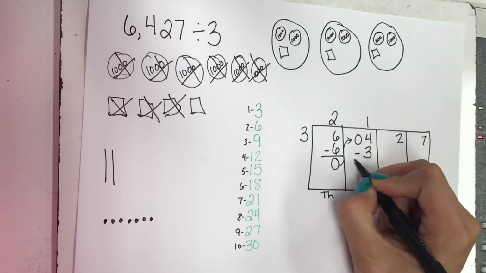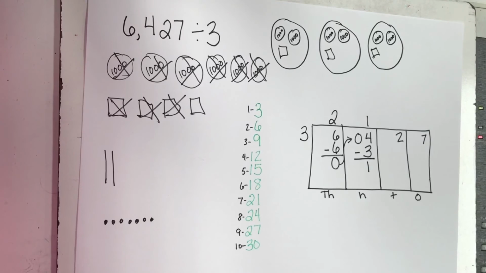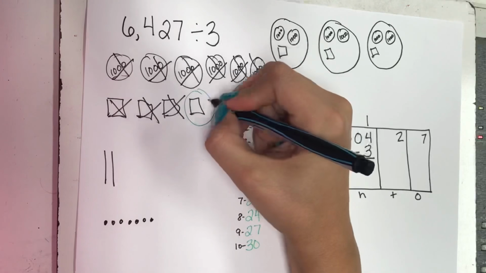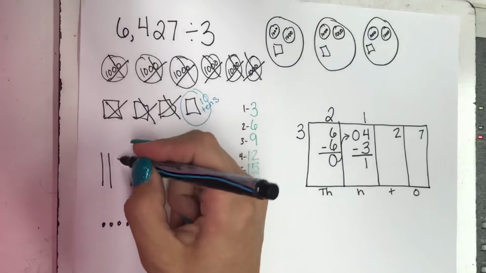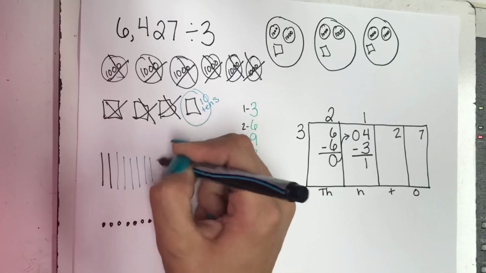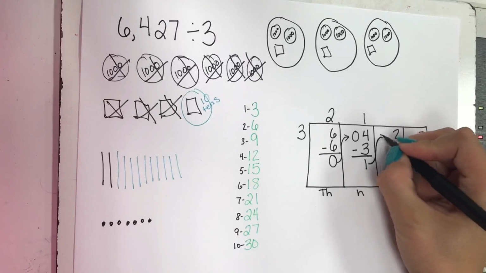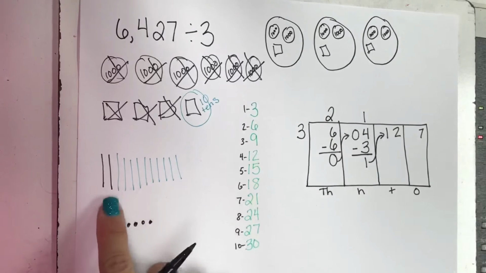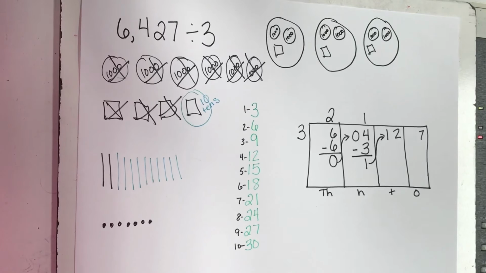So how many did I have left over? 1. I have 1 left over. So what do I need to do with that 1? Exchange it. What am I going to exchange it for? 10 tens. So now how many tens do I have? 12. 12, because I have the 2 that I started with plus the 10 that I just exchanged for.